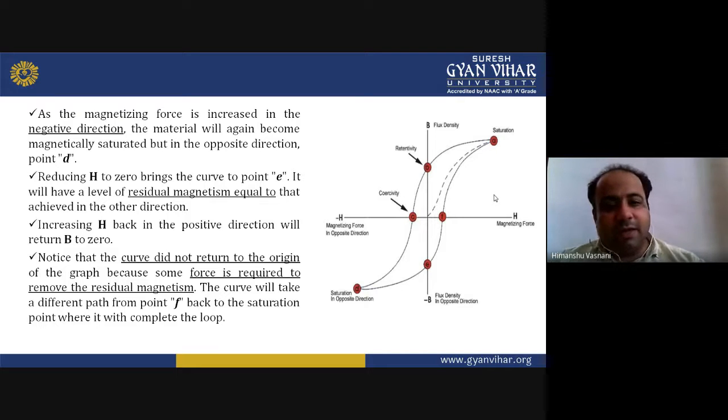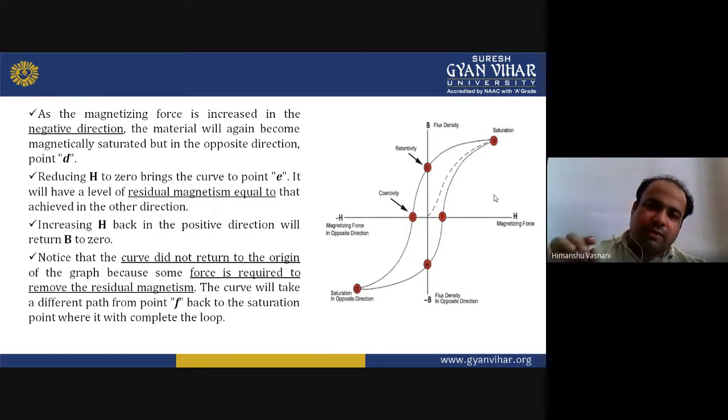Okay, the curve will take a different path from the point F. Why? Because you still require some force to remove the residual magnetism. The curve is moving from point F back to the saturation point, that is point A, to complete the loop.